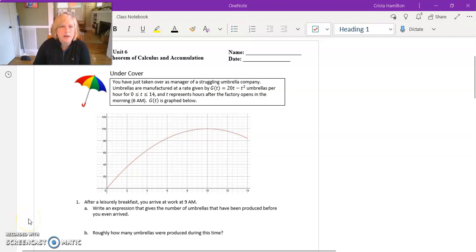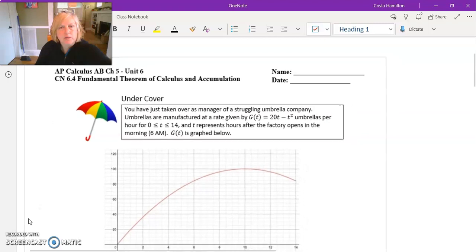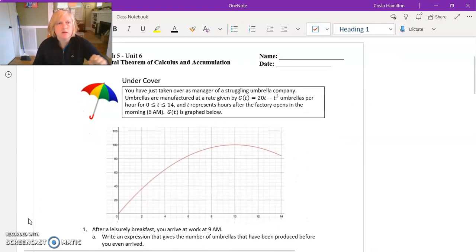Hi guys, welcome back. We're going to be looking at the fundamental theorem of calculus. And so as we're taking a look at this, I'm trying to do something a little bit different here. I'm going to try to remember that I have two monitors going. So we'll see how this works.